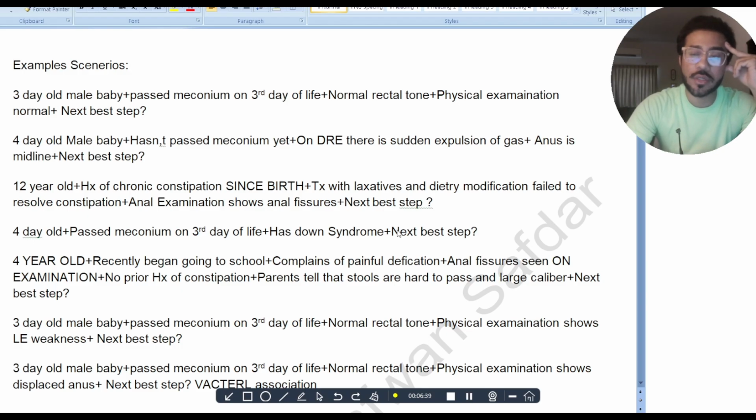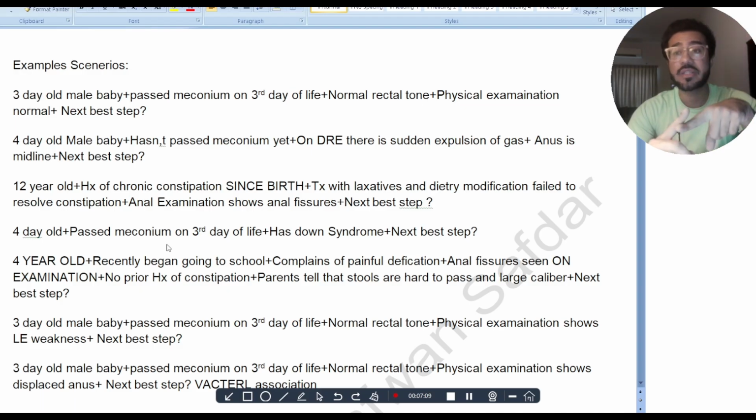So another question that you might ask is, why have we not considered duodenal atresia in this case, since Down syndrome also has an association with duodenal atresia? Since the patient did pass meconium on the third day of life, we cannot say it's duodenal atresia. That's why we resort to the diagnosis of Hirschsprung disease. But on the other hand, if they say a 4-day-old has not passed meconium yet, then we could have kept both Hirschsprung disease and duodenal atresia in our differentials.